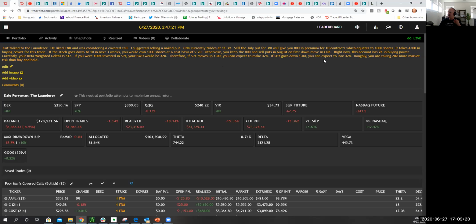Right now, your account has $7,000 in buying power, and currently your beta weighted delta is 512. If you were 100% invested in SPY, your beta weighted delta would be 428. So if SPY moves up $1, you can expect to make $428. If it goes down $1, you can expect to lose $428. Roughly, you're taking about 20% more market risk than just buy and hold on SPY. Yeah, I couldn't explain it any better.